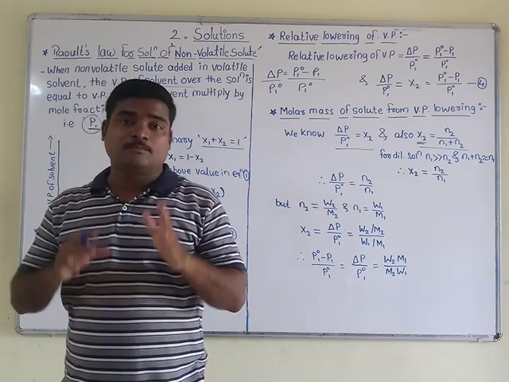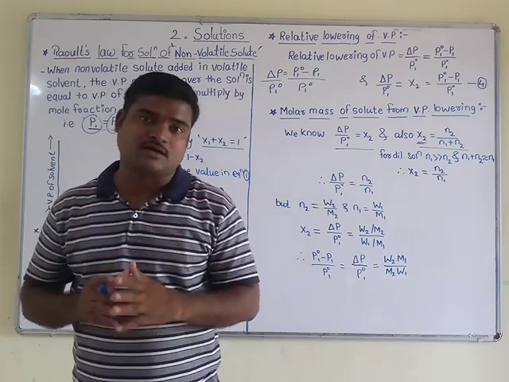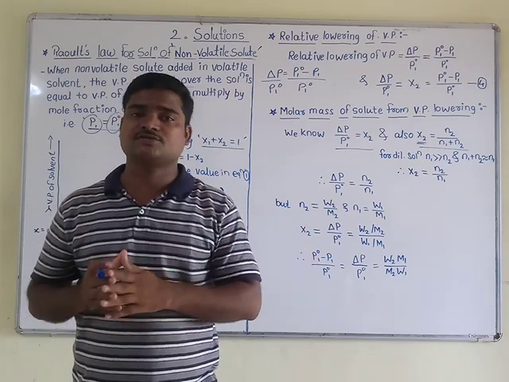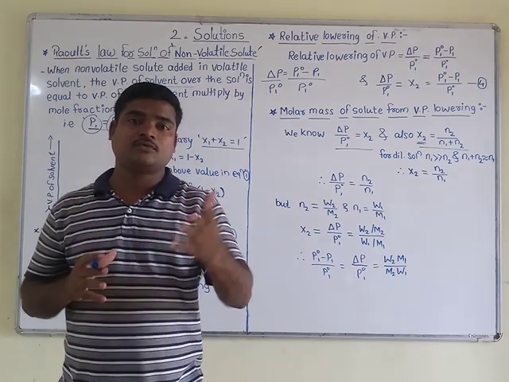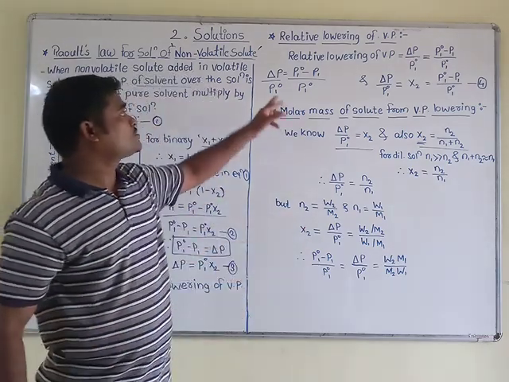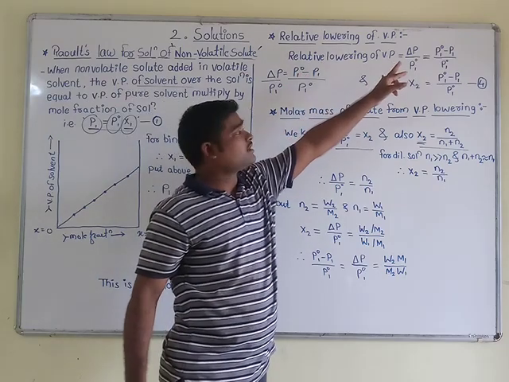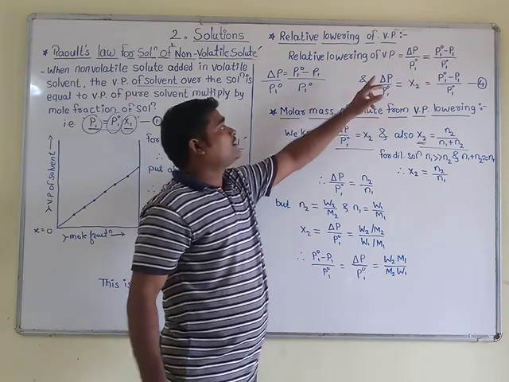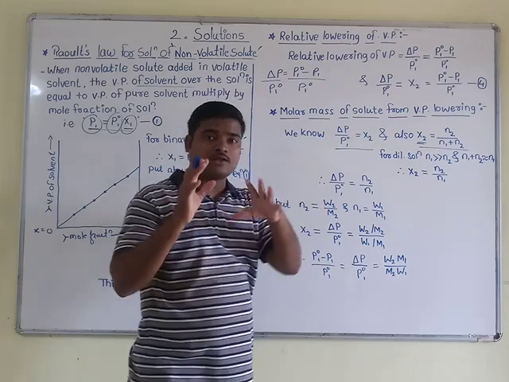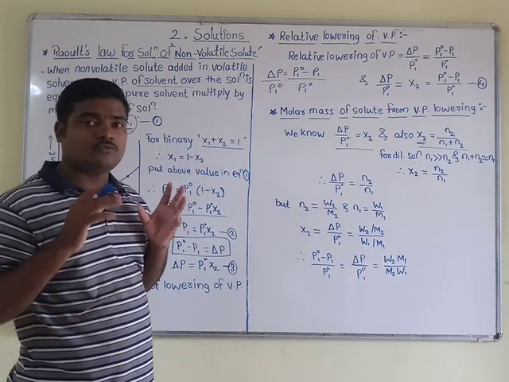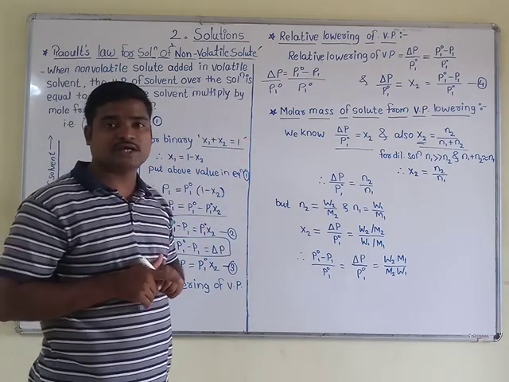Related to pure solvent we have taken. Therefore this equation is called the relative lowering of vapor pressure. So this equation I have shown there, and delta P upon P1⁰ we can also call X2. Why is that term introduced there?